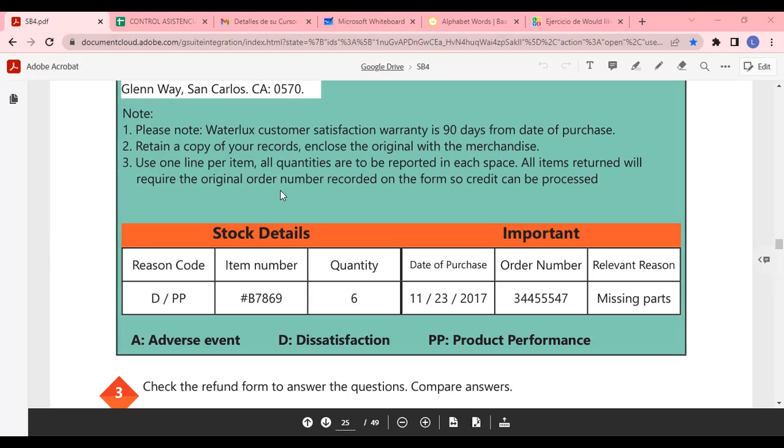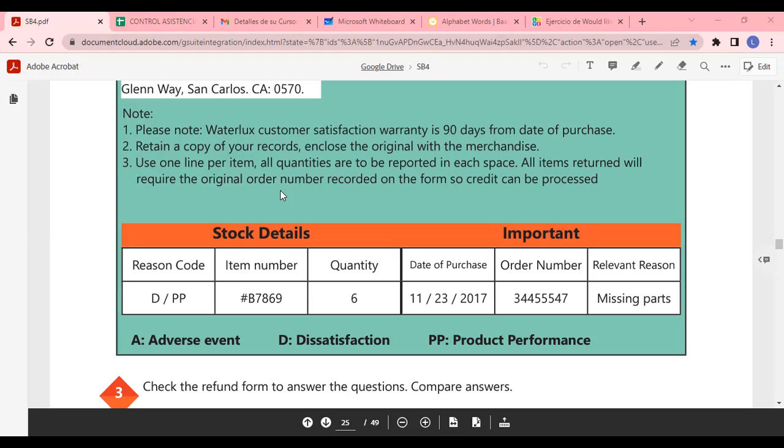Exactly, thank you. So that's the process that you have to follow if you have a refund, right? And then as you can see there, we have a little bit of a square, like a grid. Tenemos ahí un cuadro, right? And it says here, stock details. And then we have reason code, item number, quantity, date of purchase, order number, relevant reason, okay?